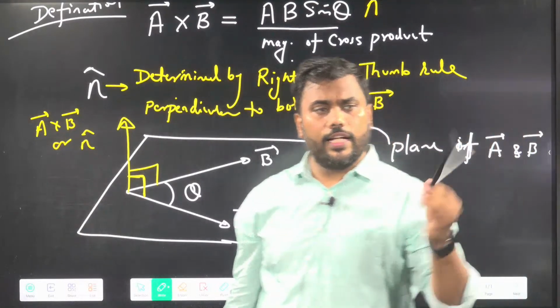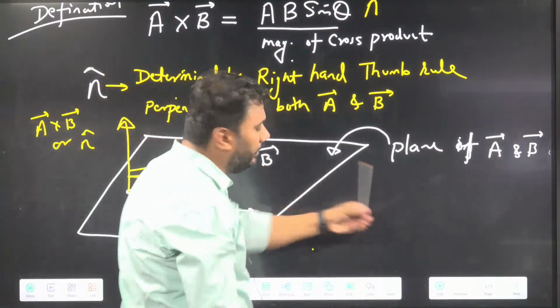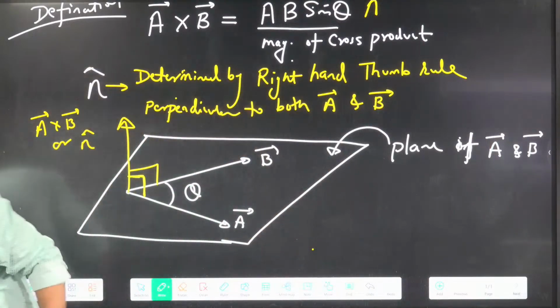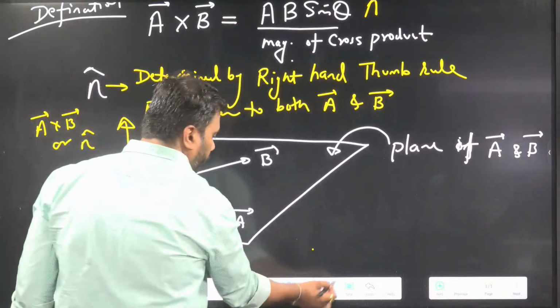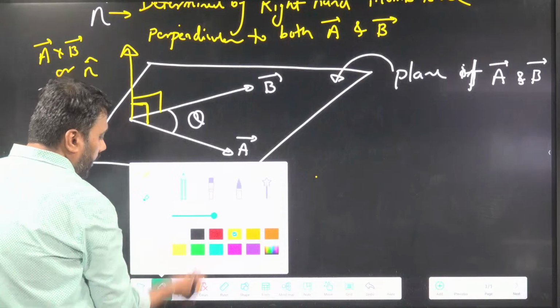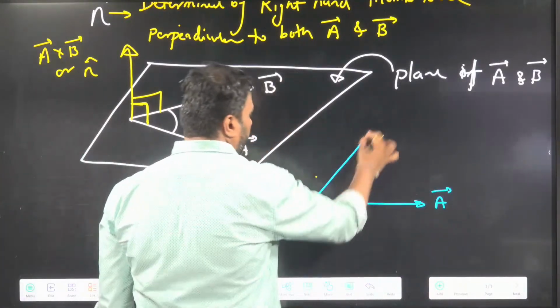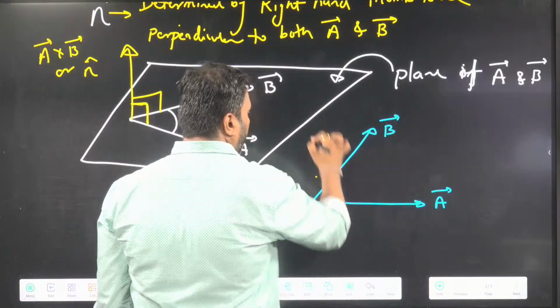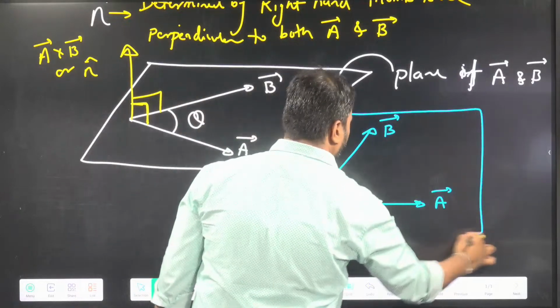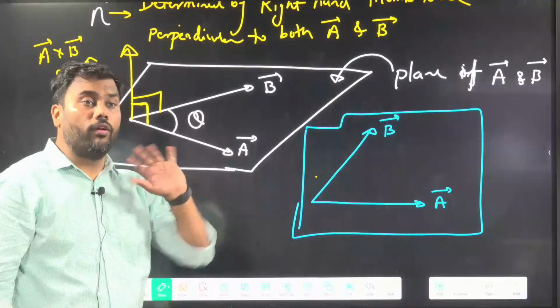So how to find the direction of cross product? Suppose these two vectors are exactly in the plane of the board. Let me draw the vectors in the exact plane of the board. Suppose this is my A vector, this is my B vector. They are in the plane of the board.